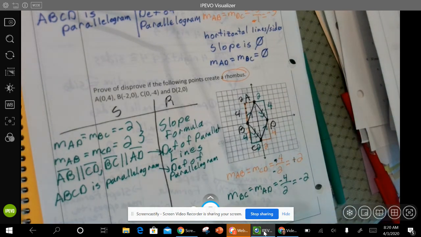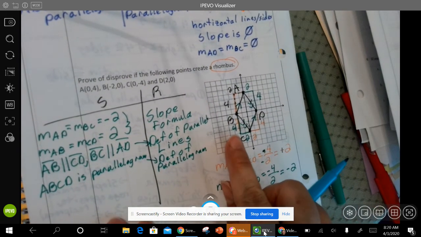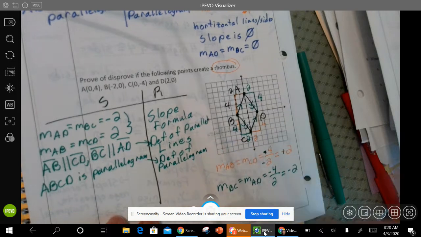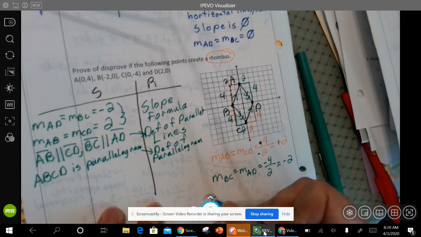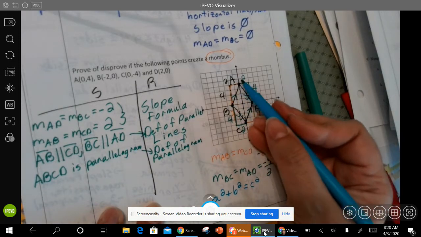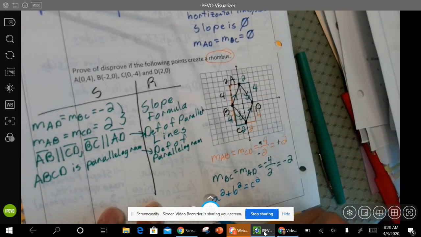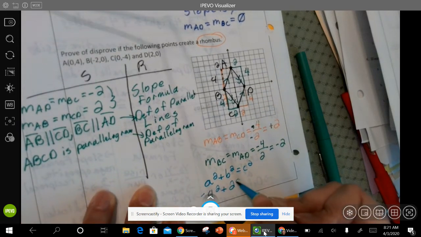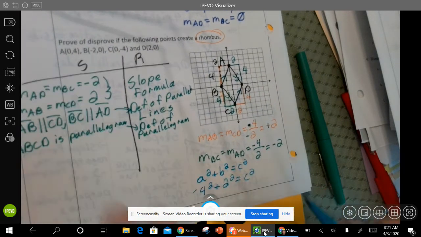Okay, so now we can use the distance formula to find the lengths. So for all of them, notice that it's all 4 by 2. So we're going to use the distance formula, or we can also use the Pythagorean theorem, and that's what I'm going to use. So notice all of them are 4 by 2. So we're going to do 4 squared plus 2 squared is equal to c squared.